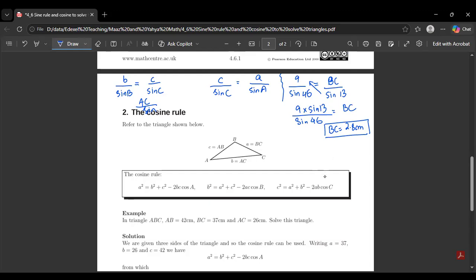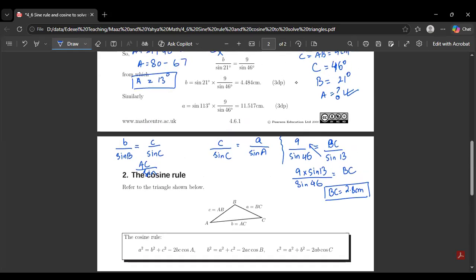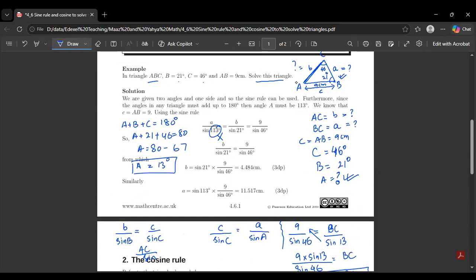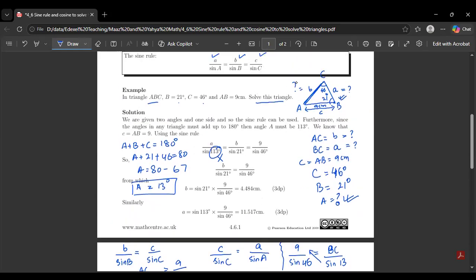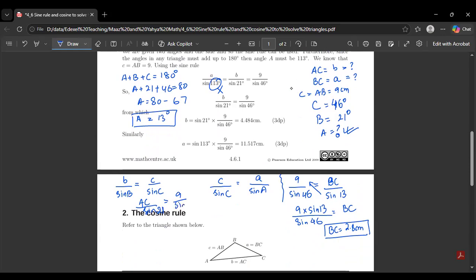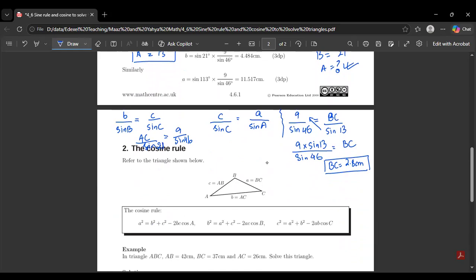Okay. Now sine B, we have the angle B, right? What is the value of angle B? That is 21, right? So I'm going to put 21 here, and the value of c is 9 by sine C. Angle C is 46, so sine 46. Now you will make the subject AC, and you will shift this to the right side. So you will multiply sine 21 times 9 by sine 46, right?